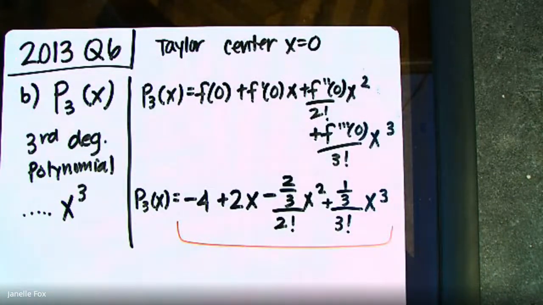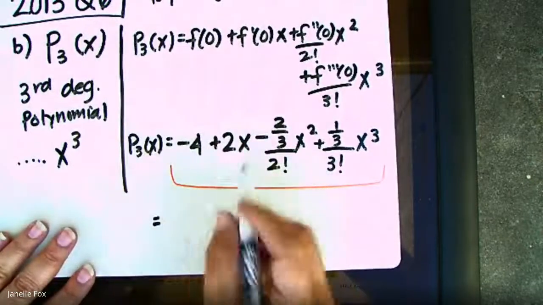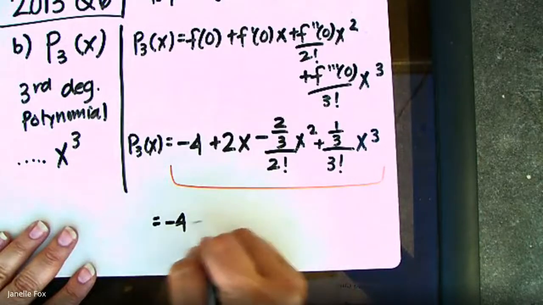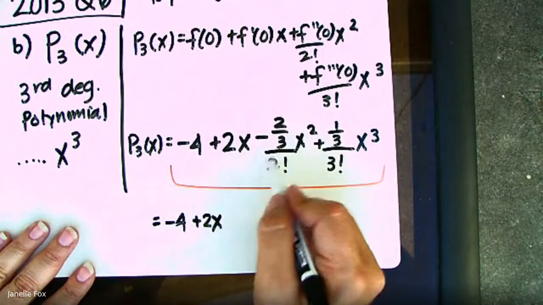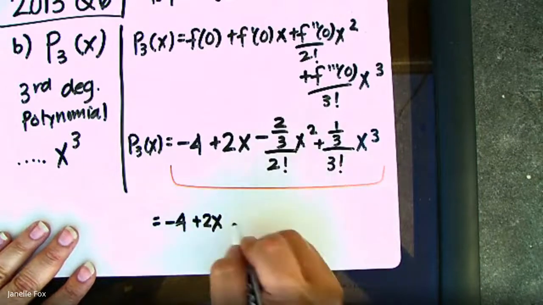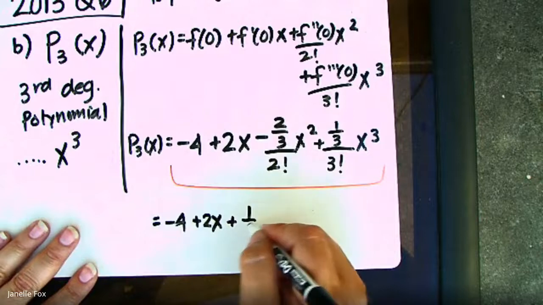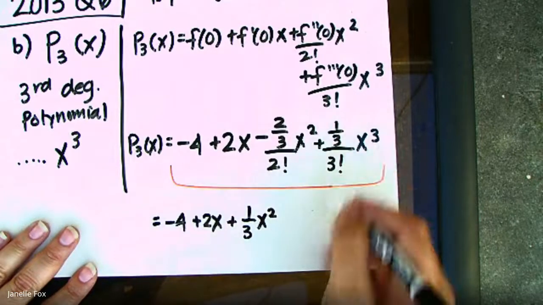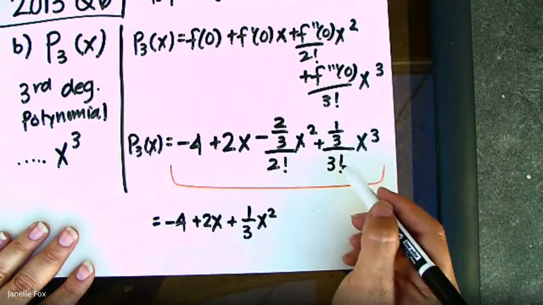Now, do I want to leave it like this right now? I'm going to have to work with it a little bit later, so I might want to do a little bit of algebraic simplification. So this is going to be negative 4 plus 2x. This is 2/3 divided by 2. The 2's cancel and you get, or it becomes, 2/6. So this is 1/3 x squared. And then this is a 1/3 and a 3 factorial, so that's 1/3 divided by 6.